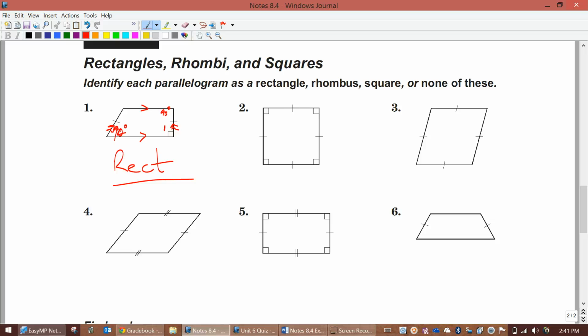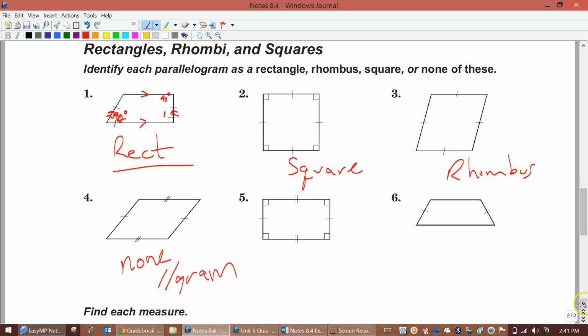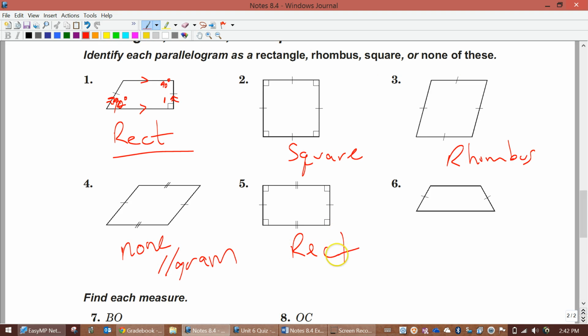Number 2, what is that? That's a square. Number 3? Number 4? None. It's just a parallelogram. Number 5? Number 6? Okay, it's a parallelogram. Parallelograms have opposite sides congruent. This is just a parallelogram. It's not a rectangle. It's not a trapezoid either. This is a parallelogram, so it would be none.